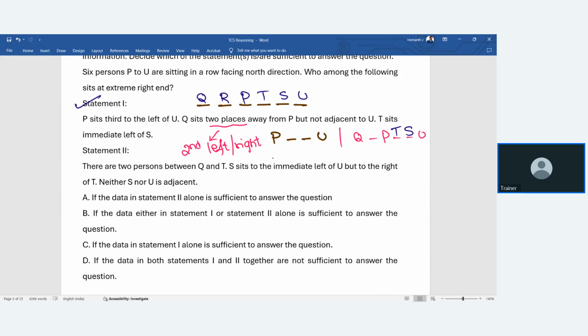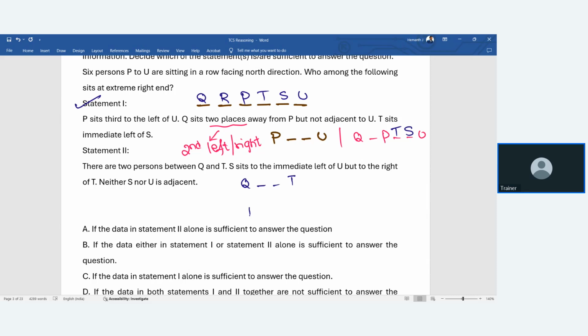If you go for statement 2, 2 persons between Q and T, it can be like this, or it can be like this. 2 persons between Q and T means it can be like this also possible. Okay.